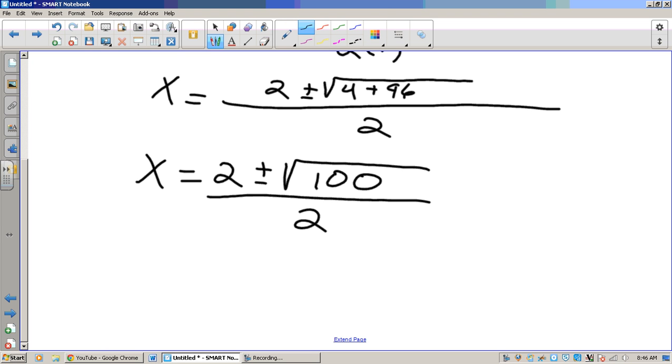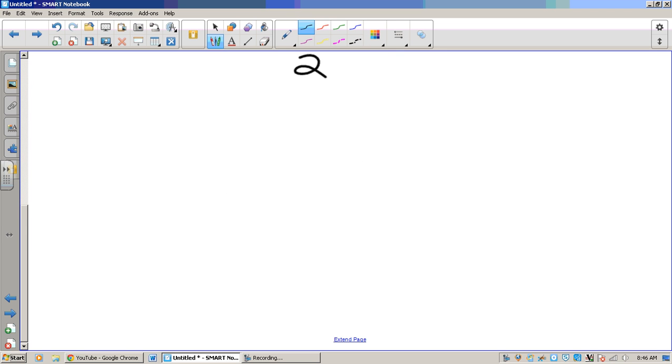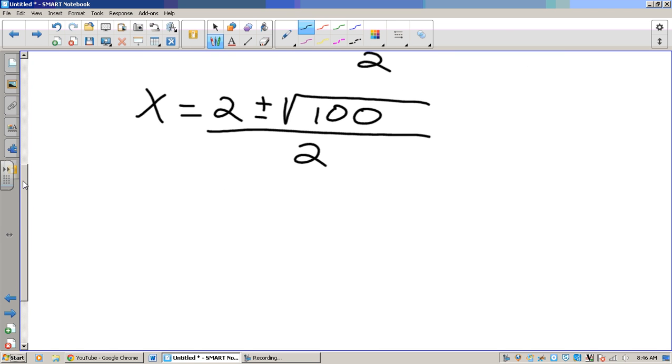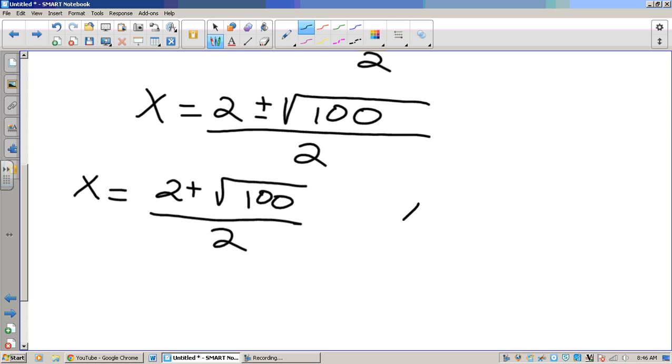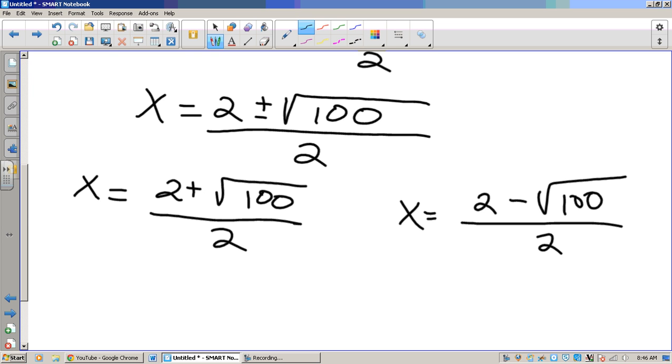over 2. So now this is where we break it into 2. To answer your question, Cole, what does that plus or minus mean? Well, we're going to do 2 plus the square root of 100, and we're going to do 2 minus the square root of 100. So I break it up. Once I get this into a manageable number, I'm going to break it up into 2 problems. I'm going to have x equals 2 plus the square root of 100 divided by 2, and then I've got x equals 2 minus the square root of 100 divided by 2. Does that make sense? Okay.